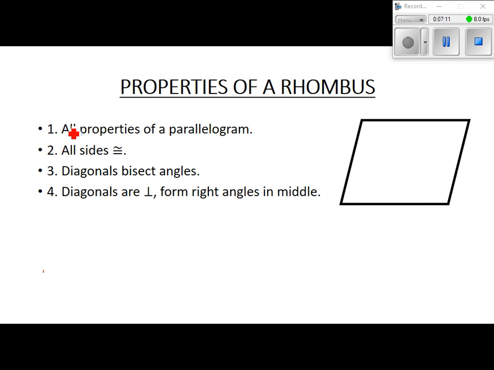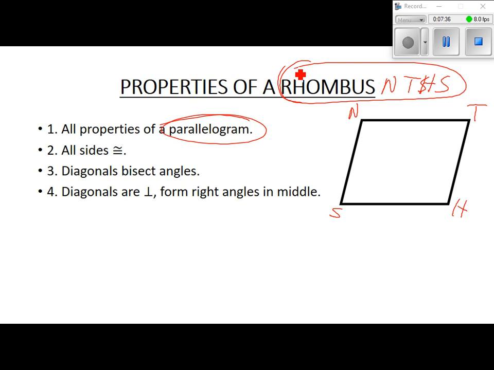Properties of a rhombus. Rhombus, next shape. All properties of a parallelogram. Again, a rhombus is a parallelogram, so it has all those properties. If I name this shape NTHS, then when we go to name this, we would name it rhombus NTHS, going around it in some kind of order. Again, no symbol for a rhombus.